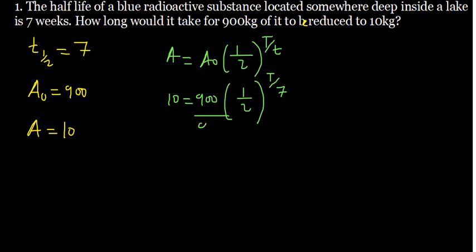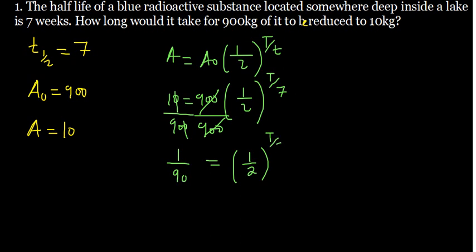So divide both sides by 900. So this will cancel with this 0, also cancel with that 0. So we're going to have 1 over 90. And that is going to be 1 over 2 to the power t over 7. Now this is physics. You can use a calculator. You see you have got a 90 here, and 90 is not a square number, so you can't write it as 2 to the power anything.